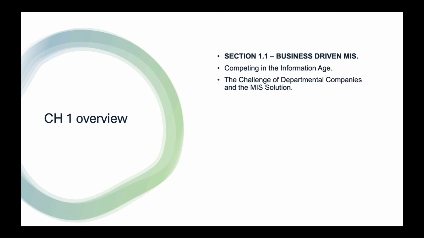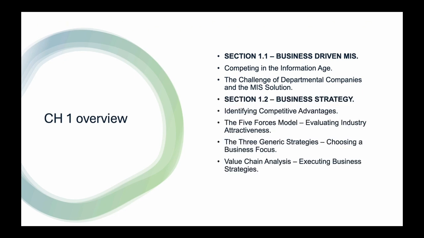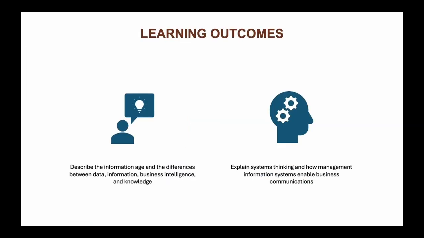In Section 1.1, Business-Driven MIS, we're going to talk about competing in the information age, the challenge of departmental companies, and the MIS solution. In 1.2, Business Strategy, we're going to talk about identifying competitive advantages, the five forces model, which is used for evaluating industry attractiveness, three generic strategies used for choosing a business focus, and finally, value chain analysis used for executing business strategies.